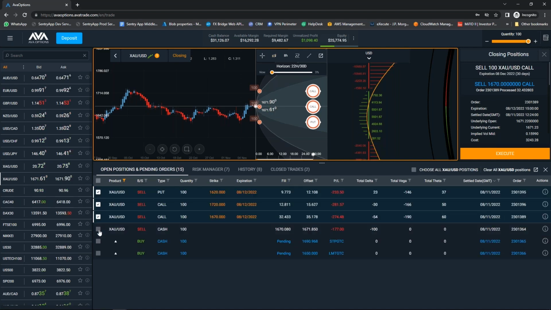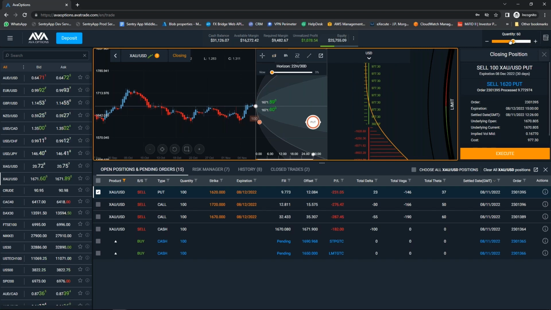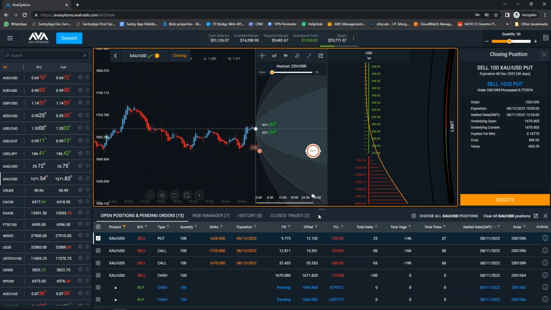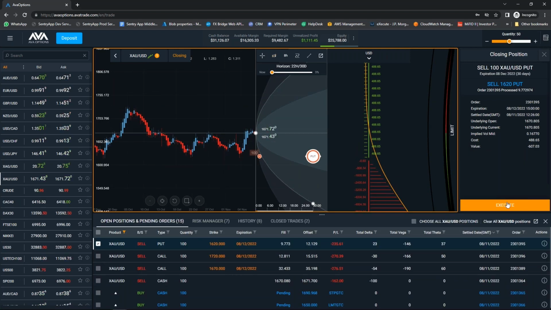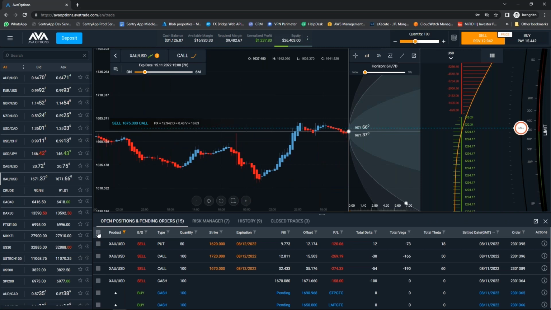Let's close off some of them. Keep our cash. Let's close half of this call. I'm going to do a partial close of this option. Right now we're short 100 of this option. I click execute. Now we're only going to be short 50. And you can see how that's reflected in our risk.